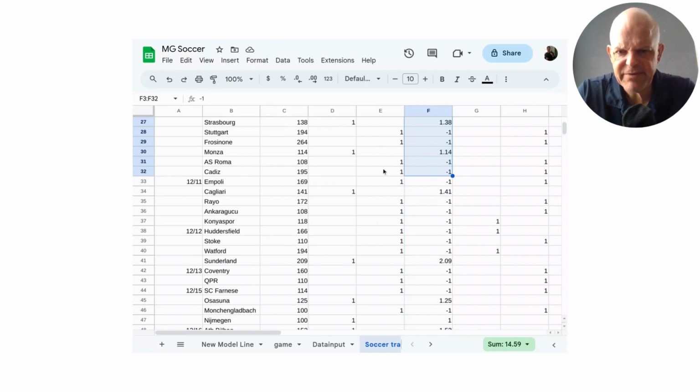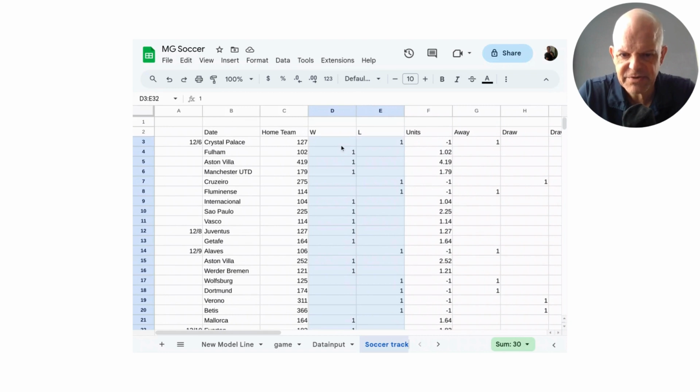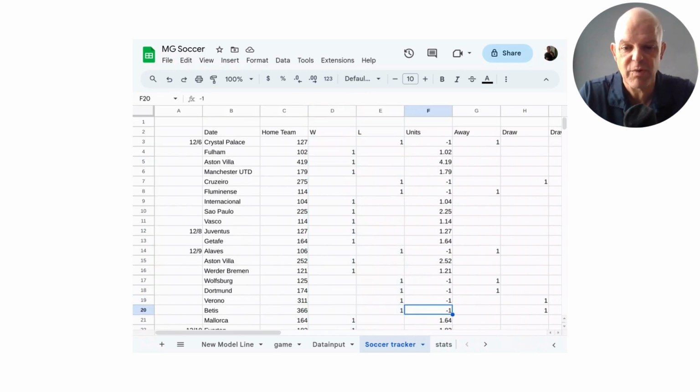And this, I believe, was about, we can go ahead and see how many matches this was. This was through, okay, 30 matches. So through 30 matches, it was hitting about 60%. I think it was actually 63%, up 14.59 units. Now I knew it would regress some, but I didn't realize it would regress this much.